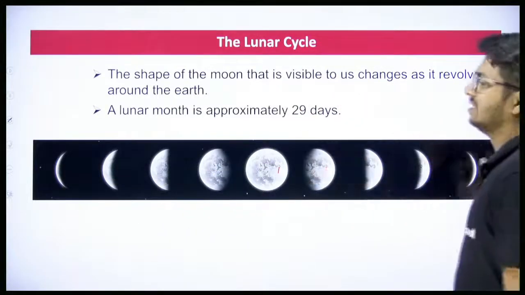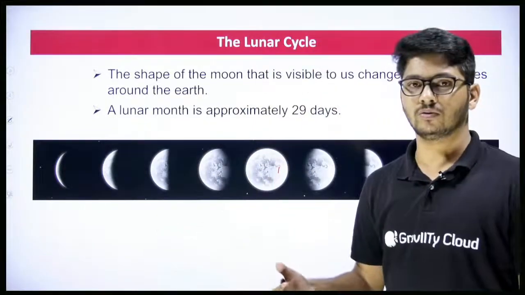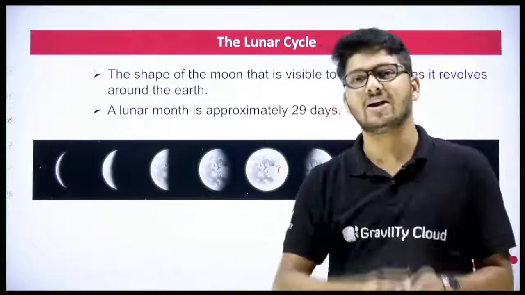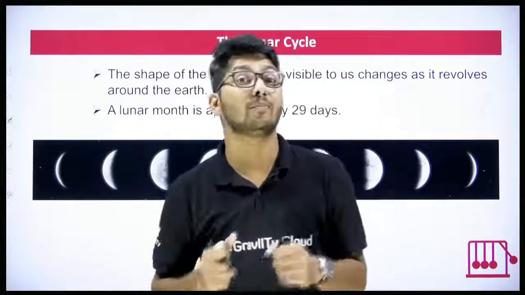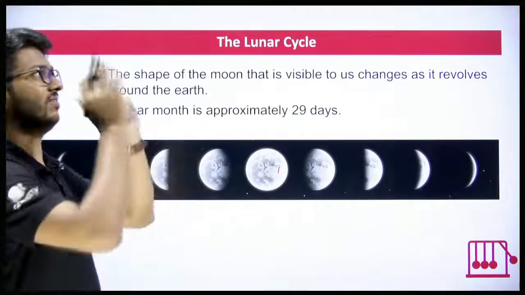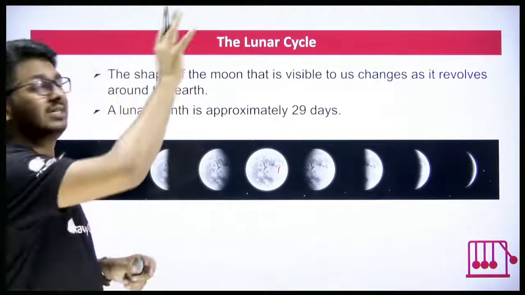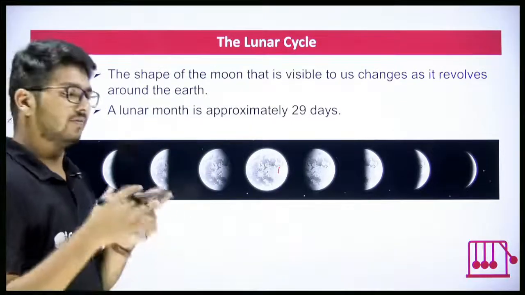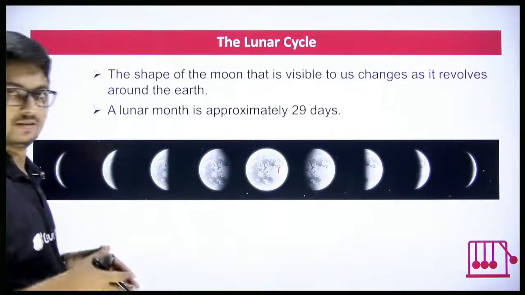It keeps on changing. So from new moon to full moon and again a new moon, or from one full moon to the other full moon, or from one new moon to the other new moon, that we call a lunar month. You are seeing one moon today, after approximately 29 days you will see the same moon. It keeps on happening, so they call it a lunar month.